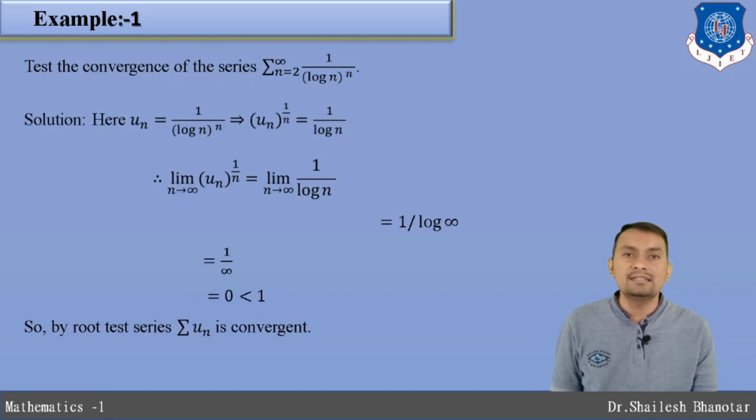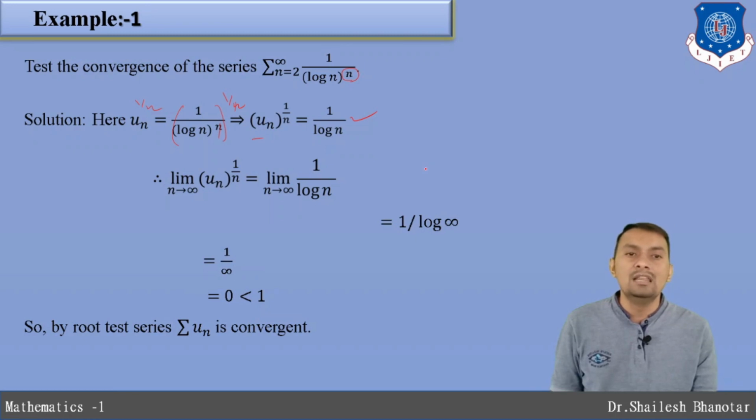Test the convergence of the series, the sum from n equal to 1 to infinity of 1 divided by (log n) raised to the power n. The power contains n, which means we just go through the root test. So un raised to 1 by n: the power n cancels out and you will have 1 divided by log n. When you apply the limit as n tends to infinity on both sides, you get the limit of 1 divided by log n.